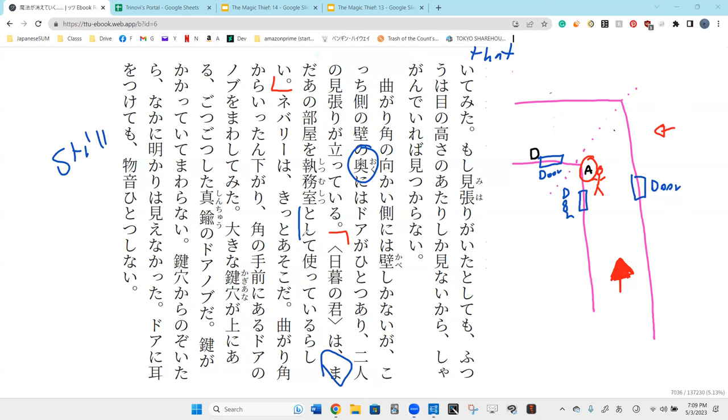As an office. Why do you think he is on here? He's guessing. Perfect. Yeah, that's why we have the two guards standing outside, because it must be still being used as an office. So, mada together with iru means still. Yes, with the iru, mada means still.